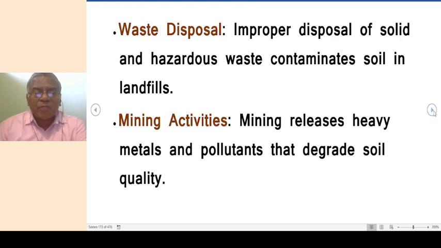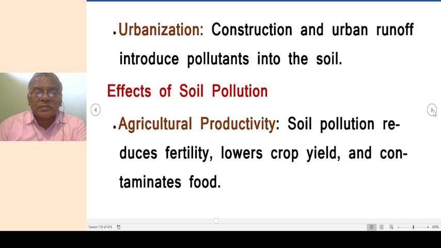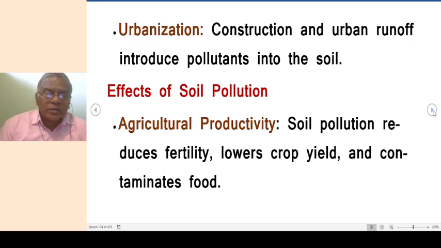Mining activities. Mining releases heavy metals and pollutants that degrade soil quality. Urbanization. Construction and urban runoff introduce pollutants into the soil. Effects of soil pollution. Agricultural productivity. Soil pollution reduces fertility, lowers crop yield, and contaminates food.